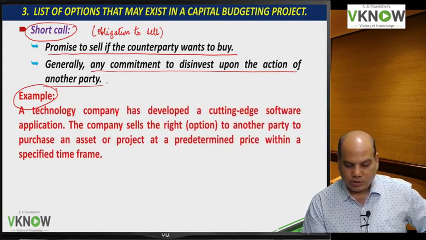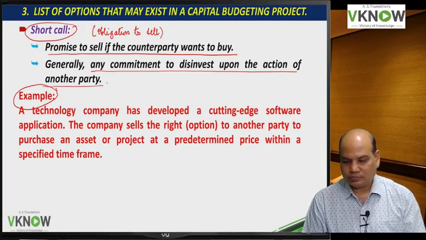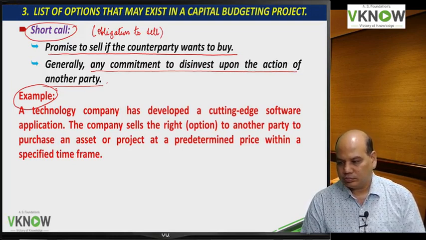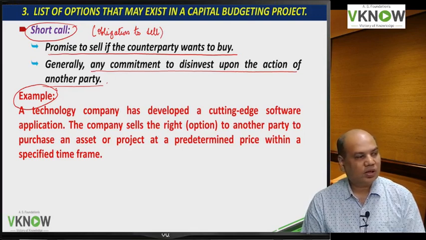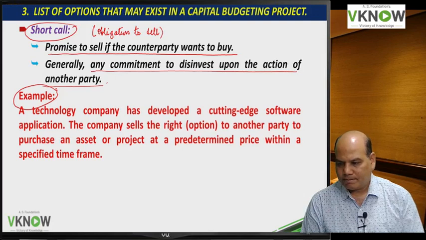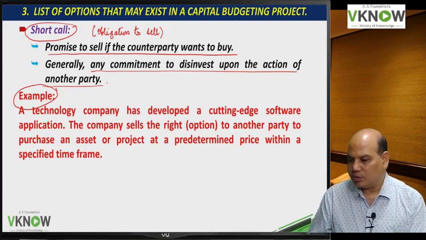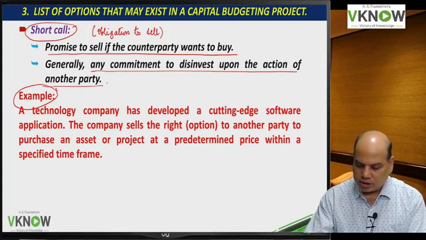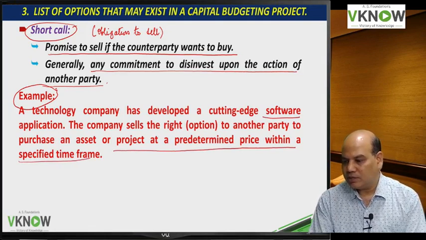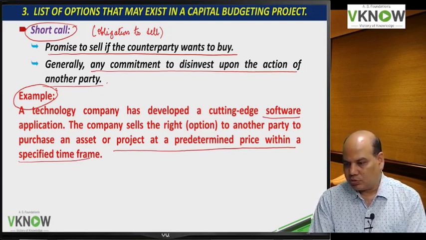Example of short call: a technology company has developed a cutting edge software application. The company sells the right, in brackets option, to another party to purchase an asset or project. That means the asset is the software or project, at a predetermined price within a specified time frame. So this will be an example of short call.